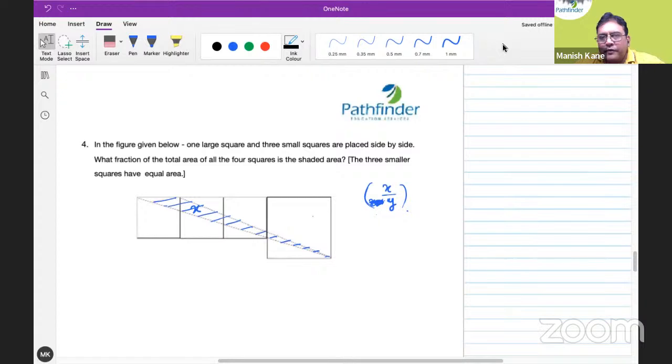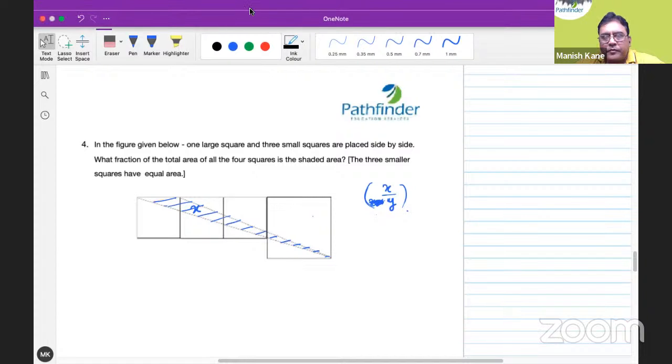Anybody who's been able to solve it? Yeah, I've given you around 2.5 minutes. Anybody reaching anywhere? No?